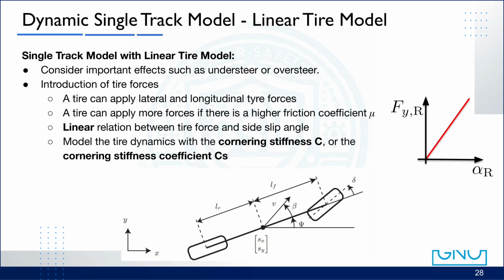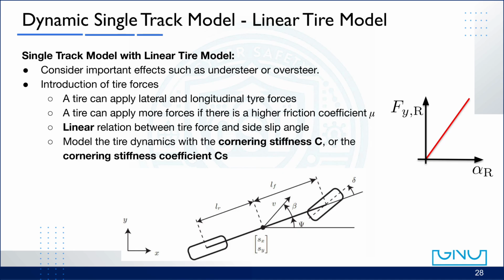The amount of force a tire can produce depends on the friction coefficient, usually denoted by the Greek letter mu. A higher friction coefficient means the tire can grip the road better and apply greater force without slipping. In the linear tire model, we assume a linear relationship between the tire's lateral force and the side slip angle, which is the small angle between the tire's actual pointing direction and its direction of travel. This relationship is represented using the cornering stiffness, denoted by capital C or sometimes C sub S.